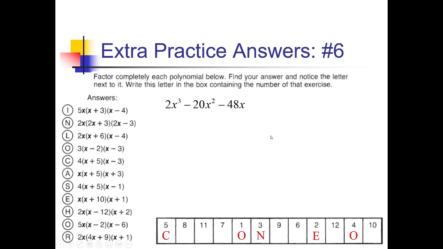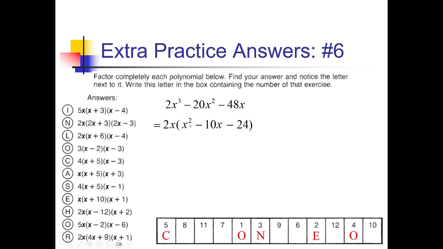This next one, it looks like we have an x in everything, and also everything's divisible by 2. So let's start by taking out a 2 and an x, dividing each of these things by 2x. 2x cubed is going to become an x squared. And then this next one, -20 divided by 2 is -10. X squared divided by x gives us an x. And then finally, -48x divided by 2x, that's going to be a -24, and the x's cancel completely.